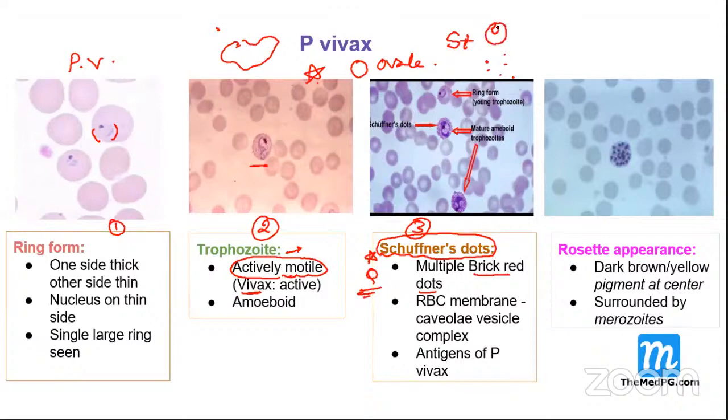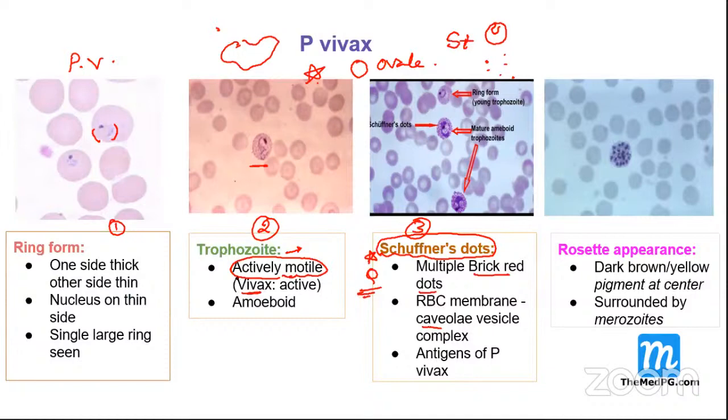It will just invaginate and form caveola vesicles. So it is an invagination of the surface region of the RBC into the center part of the RBC, and they get detached and form small vacuole-type structures. These complexes resemble dots and are referred to as Schüffner's dots. And it is assumed that these contain the antigens of Plasmodium vivax.